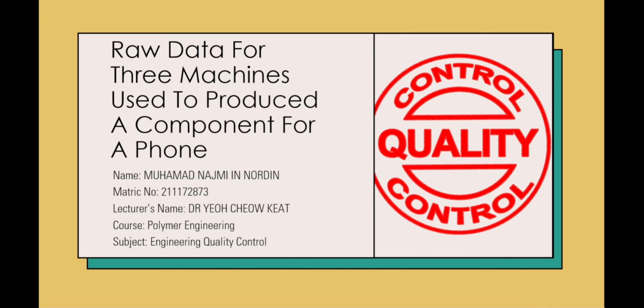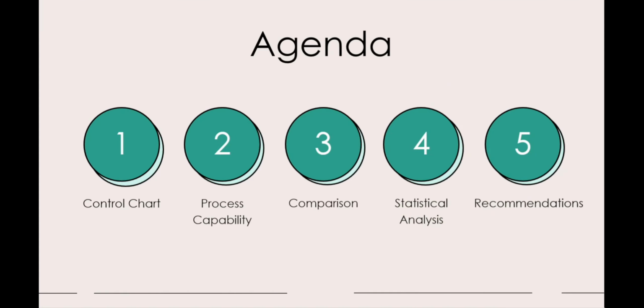211-72873. I am from Polymer Engineering and this is my YouTube presentation for the quality control subject, which is raw data for 3 machines used to produce a component for a phone. This is the main point that I will discuss during the presentation.